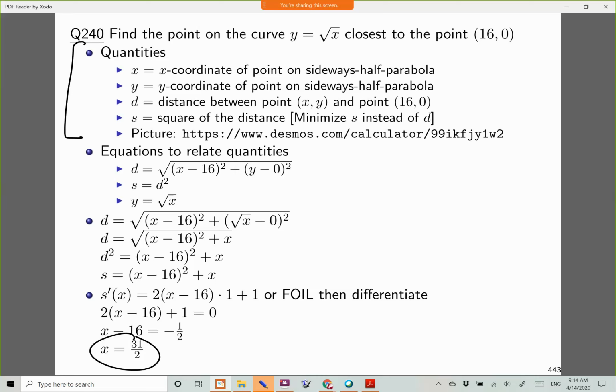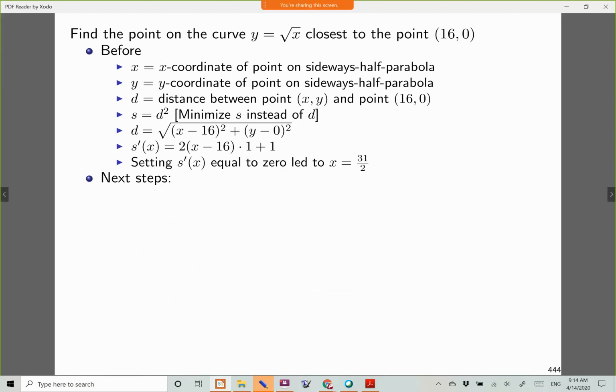Okay, so we've got this x value. Now we just need to know, what do we do with this x value? This x value is the critical number of s. It's that special x value where something is going on if you were to graph s. Up here, I just copied stuff from the previous slide. It's all literally copied language with one exception. I ran out of room on the last slide with showing all the work. Now I'm summarizing that when we set s prime equal to 0, we got x equals 31 over 2.